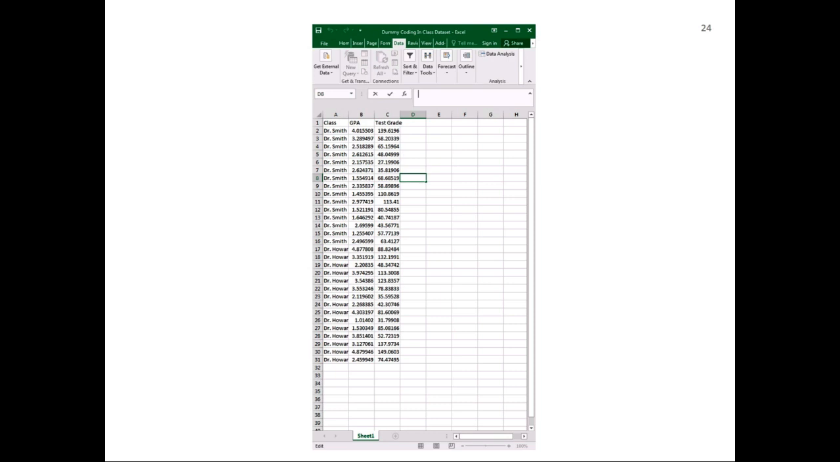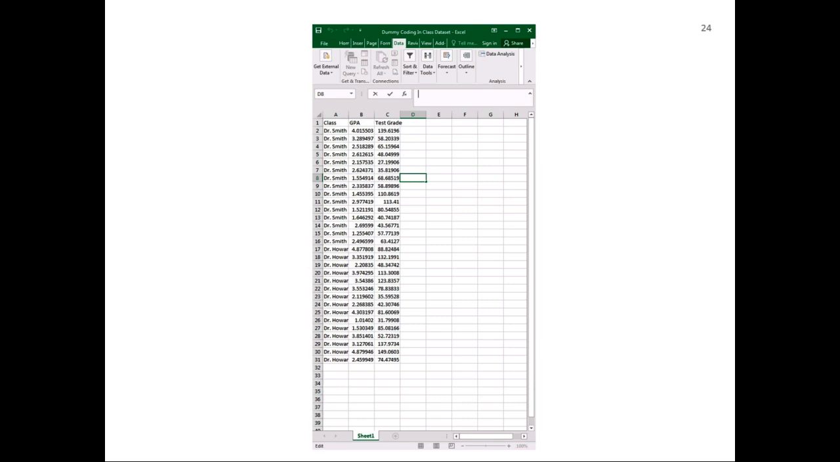So as you can see in this example, we have class, Dr. Smith, Dr. Howard. We have students' GPA, and then we have their test grades on a test. So in this example, we're wanting to see if what class the students are in predicts test grades, if GPA predicts test grades, and whether the two of those predict test grades when accounting for the other. So right off the bat, you should tell yourself, we should do dummy-coded regression, because we're looking at the differences between groups with Dr. Smith versus Dr. Howard, and we're looking at a linear effect of a predictor on the outcome with GPA predicting test grade.